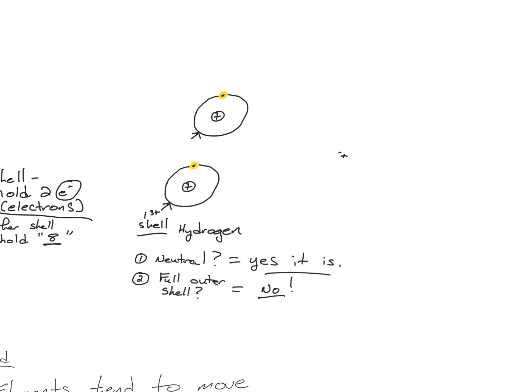So 8 protons. 1, 2, 3, 4, 5, 6, 7, 8. 8 protons. And I'm going to put a neutron in blue. It has 8 neutrons too. How many neutrons? 8. The neutrons don't impact the problem, but you should know they're there in the nucleus.